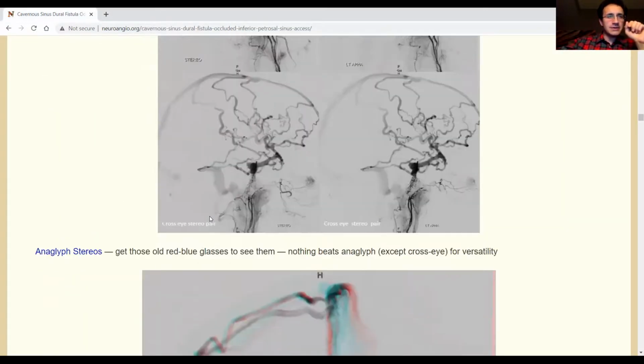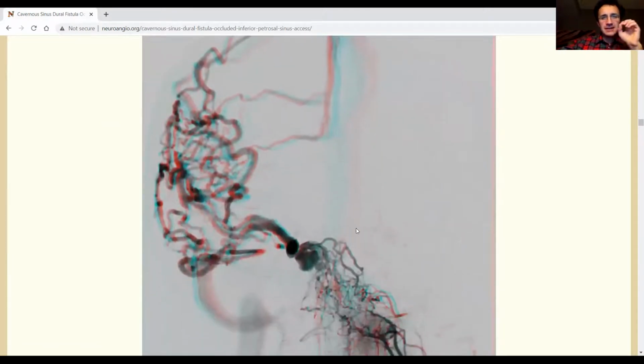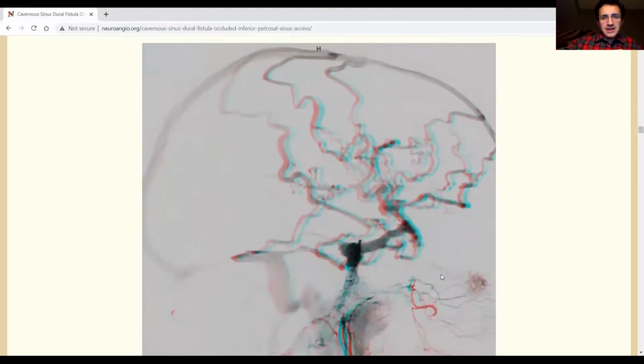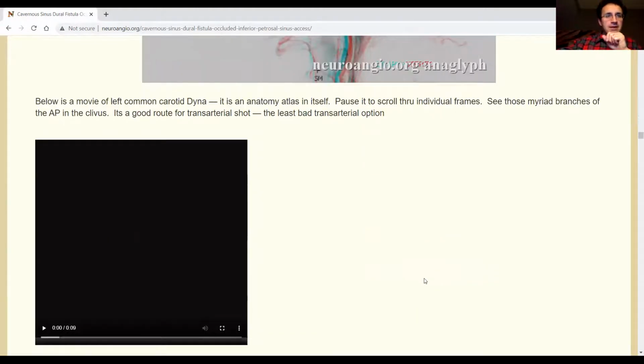Okay, so having talked about stereo, we talked about anaglyph stereo. This is an anaglyph. You can see a red-blue shadow here, and it says anaglyph down here also. You need those glasses to see the 3D in here. Okay, now, one more. This takes us to the Dyna.